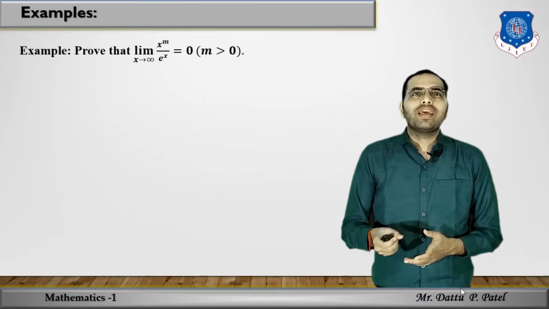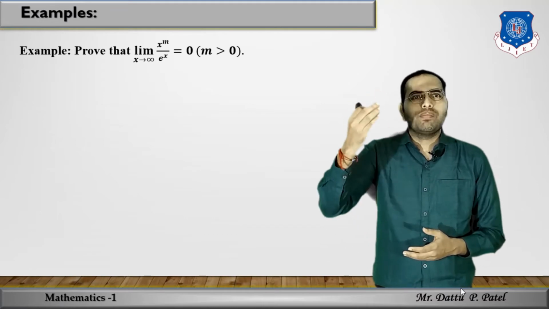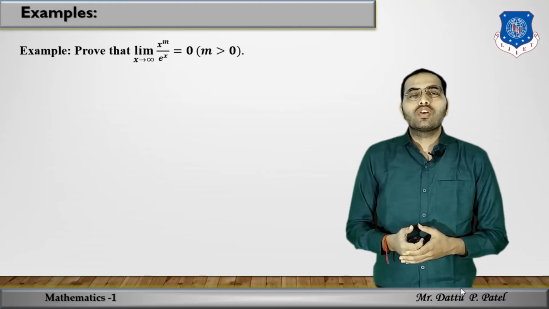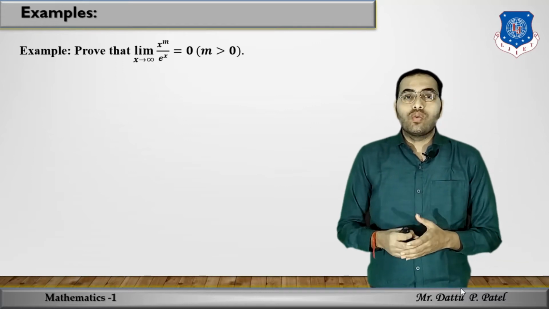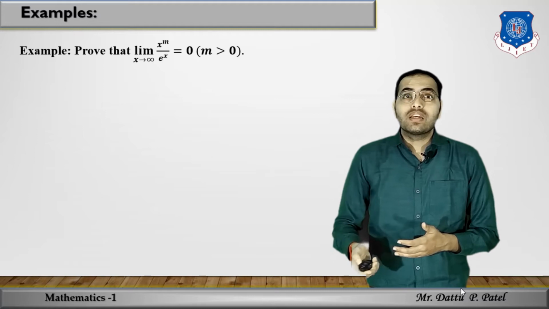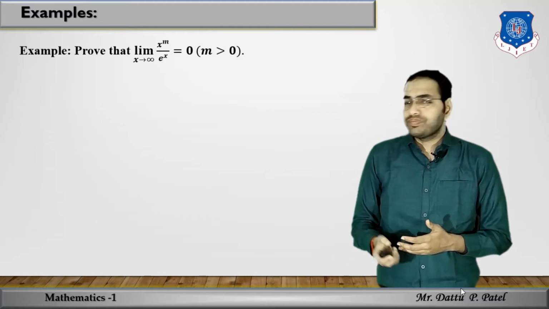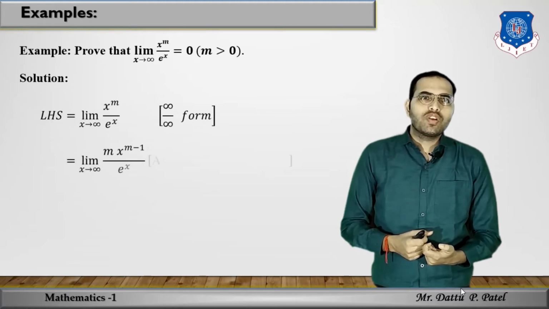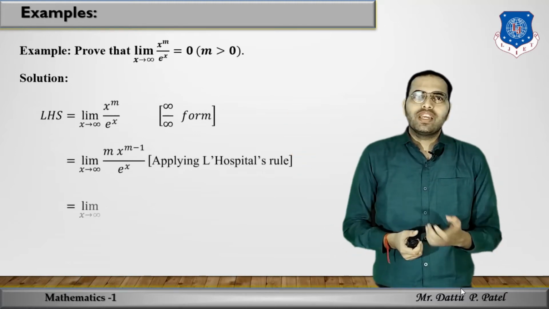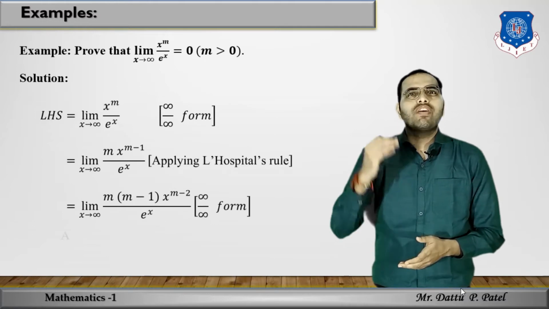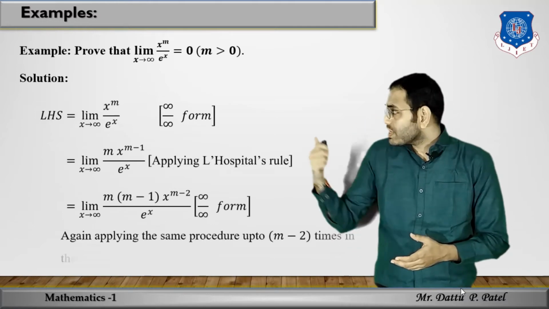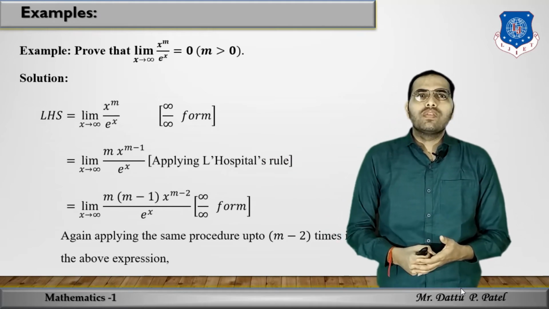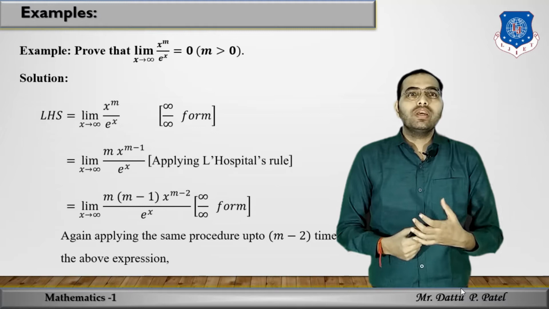Prove that limit x tends to infinite, x raised to m upon e raised to x, equals 0. Here m is any constant value, where m is greater than 0. Firstly, the LHS is limit x tends to infinite, x raised to m upon e raised to x, which is the infinite by infinite form. If it is the infinite by infinite form, then we have to apply the L'Hopital rule. Then m x raised to m minus 1 upon e raised to x.